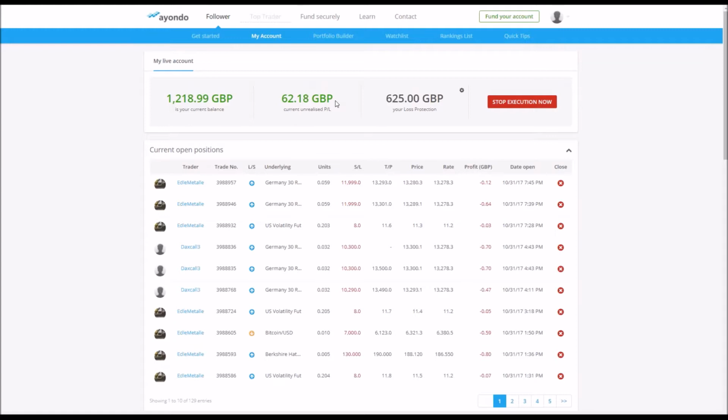And don't forget, this all happens automatically. I don't do anything. I'm following these 5 traders. The trades they do automatically get carried out on my accounts. I don't have to do anything at all. But I have a loss protection. This is basically a financial stop loss on my account.